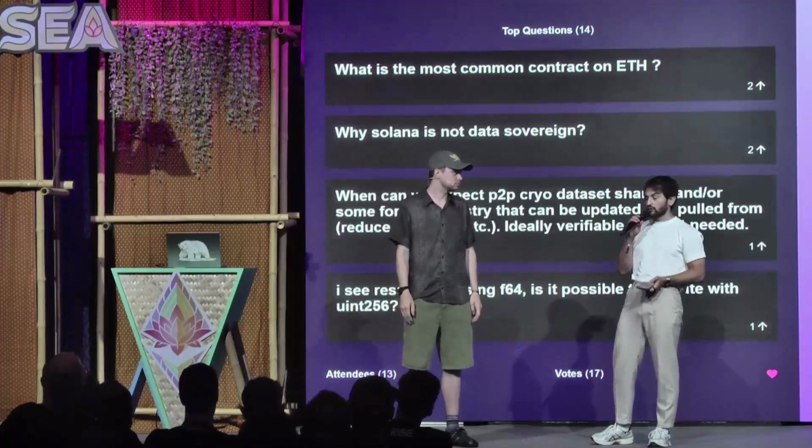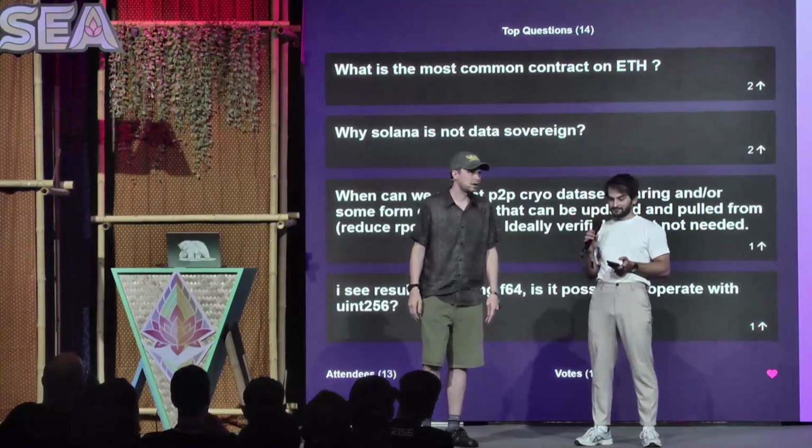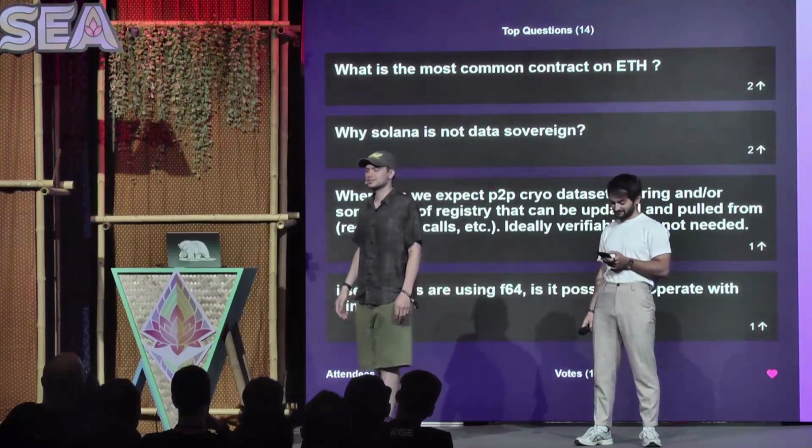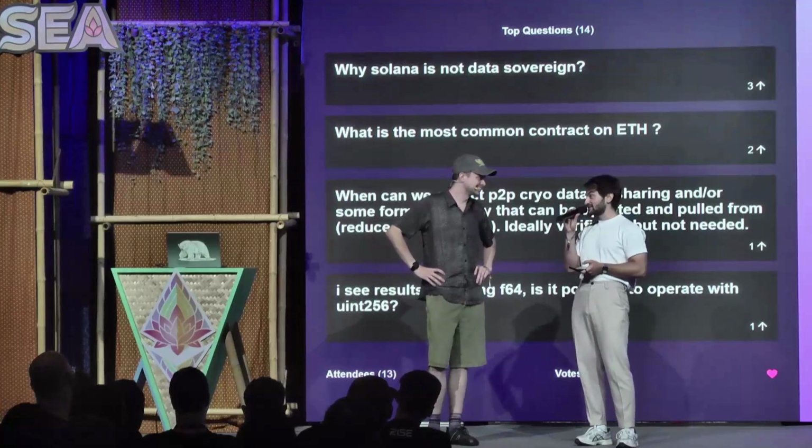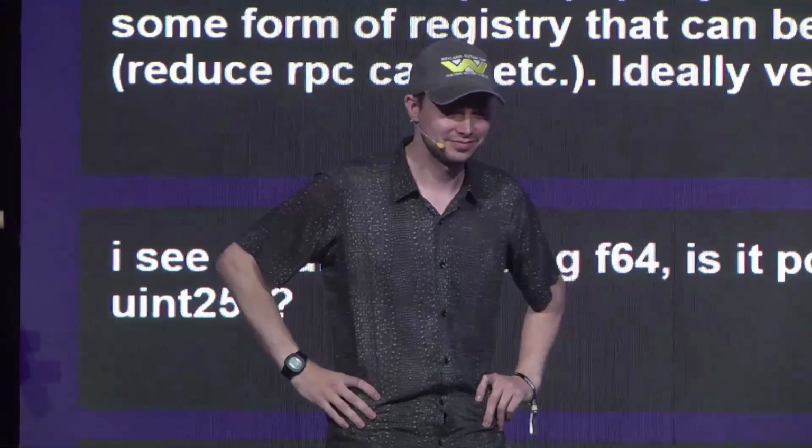What is the most common contract on ETH? I'm not sure. I think it's probably either a proxy or like a Uniswap pool. I think I can answer that. In Sourcify, we have a dataset as well, and I think it's Gnosis Safe Proxy. Ah, nice. That makes sense, at least according to our datasets.